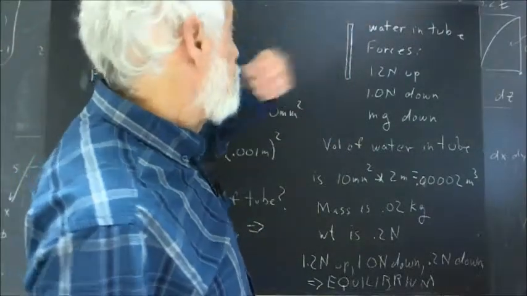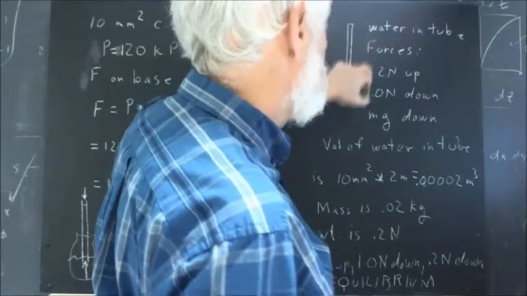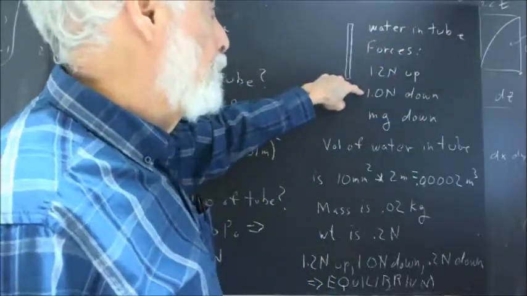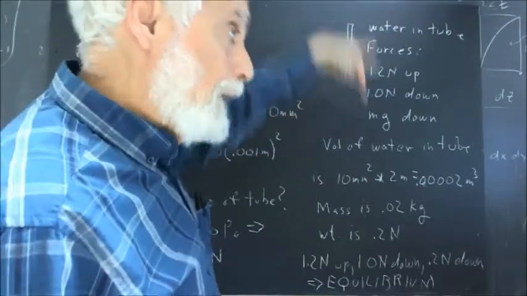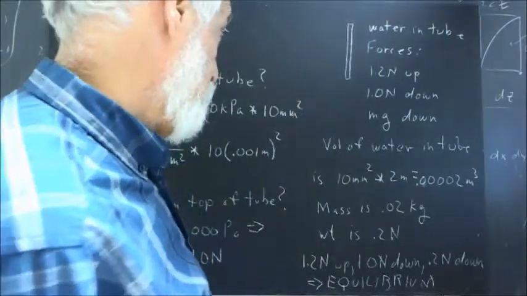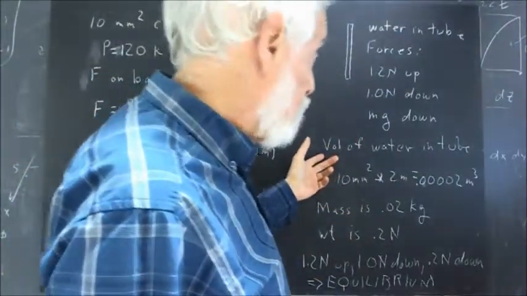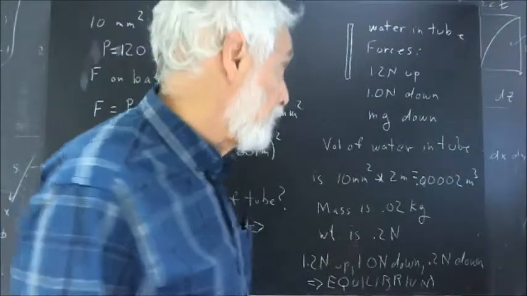So what do we have? We have the water in the tube. What are the forces on the water in the tube? We have 1.2 newtons up, 1.0 newtons down, and mg, the weight of the water, acting down. What's the weight of the water? Well, take the volume of the water in the tube and multiply by the density of water.